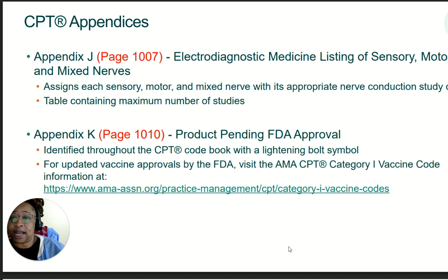Appendix J is for electrodiagnostic medicine listings of sensory, motor, and mixed nerves. It assigns each sensory, motor, and mixed nerve its appropriate nerve conduction study and a table containing the maximum number of studies. Appendix K is for products pending FDA approval. These are identified throughout the CPT code book with the lightning bolt symbol. For updated vaccines that are approved by the FDA, you can visit the website listed in the presentation.